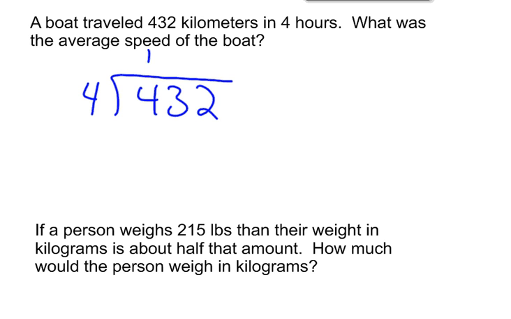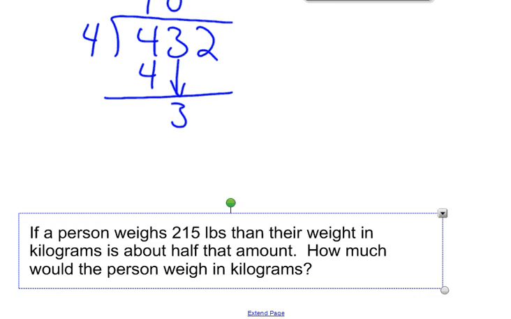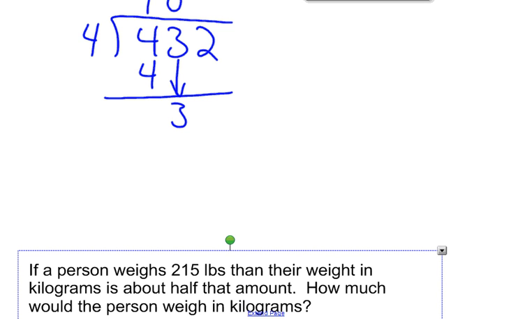4 goes into 4 one time. 1 times 4 is 4. And we're going to subtract, and we're going to get 0. Bring down the 3. And now we have our first situation. 4 goes into 3 how many times? 0. So we're going to put a 0 up there. 0 times 4. And you can take the time to do the math real quick and subtract. And now we're going to bring down our 2 here.